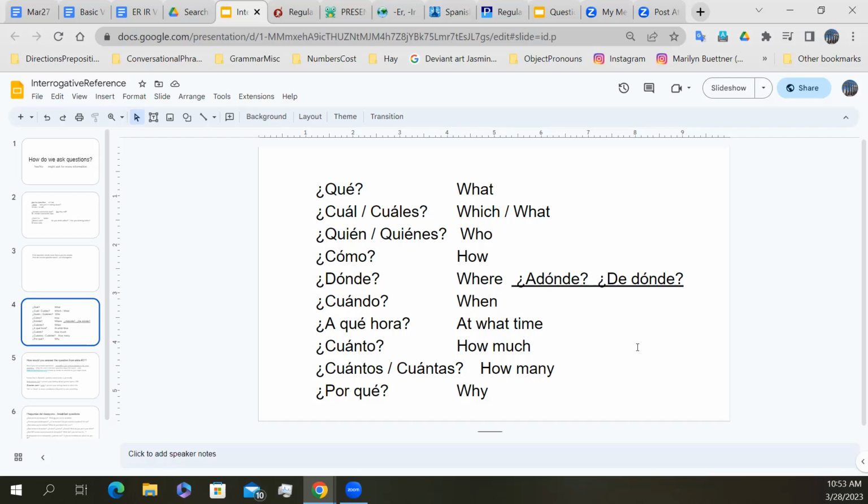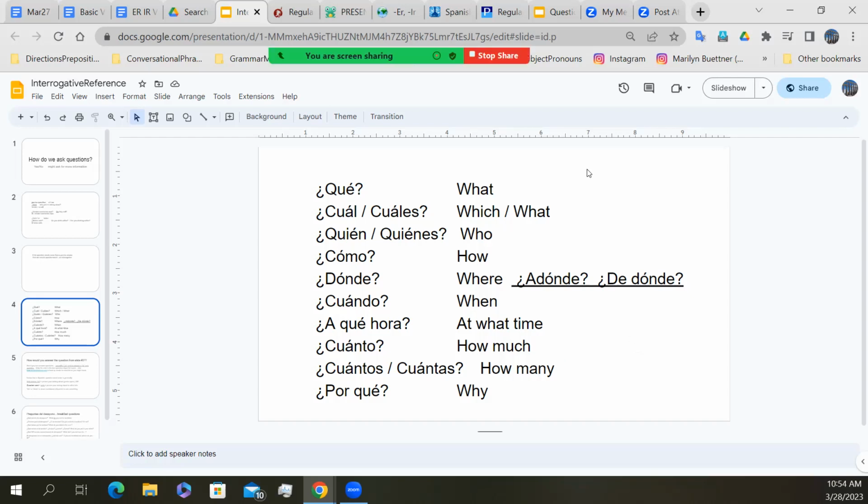We might need cómo. We might need dónde, where, and dónde might take some slightly different forms, like adónde with a verb of motion, right? Like ¿adónde vas?, where are you going? Or de dónde, like ¿de dónde eres?, where are you from, right? So dónde gets some slightly different forms depending on which verb you use with dónde. Cuándo for when.